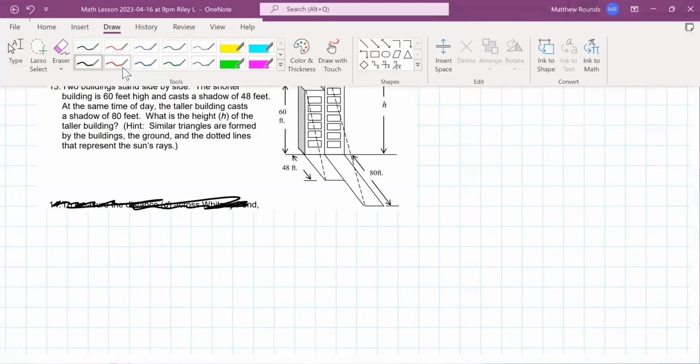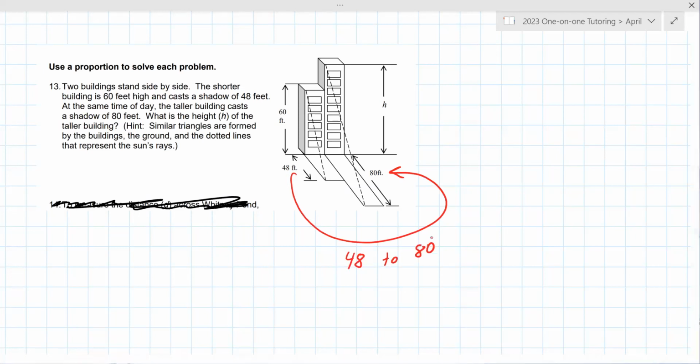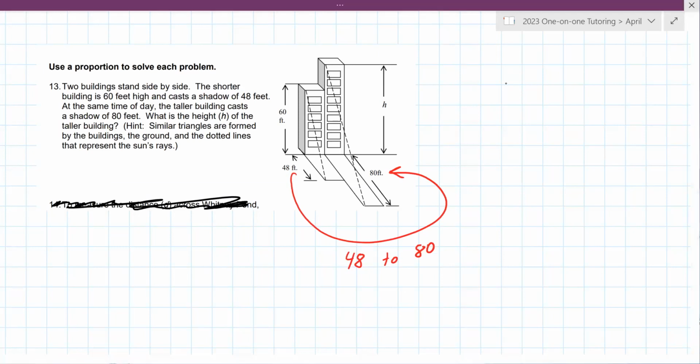So what you're trying to figure out is, how do you go from 48 to 80? 48 to 80. How will I know it's asking me to do this in a word problem? This is one of those shadow problems. So you want to associate shadow problems with triangles and proportions.